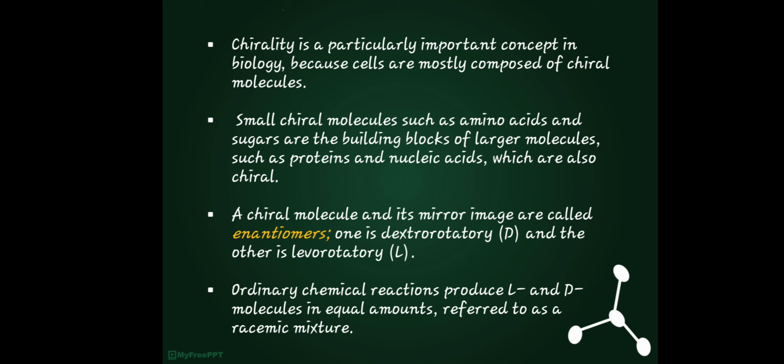Okay. This is also the answer to my question in my last lesson: what is the purpose of D in a certain compound? It means that the compound includes or has a chiral molecule. So D stands for dextrorotatory, and if L is attached to a compound, it is called levorotatory. Okay, always remember that. Take note of that. Lastly, the importance of chirality: ordinary chemical reactions produce L and D molecules in equal amounts, referred to as a racemic mixture.